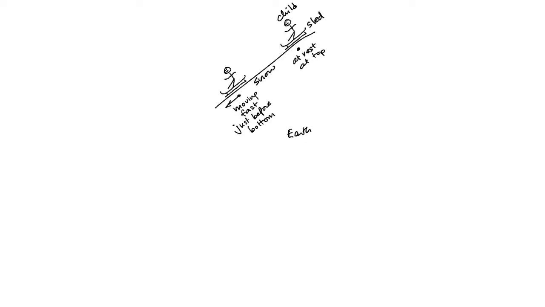All right, this is a quick video to explain how you can represent energy in a system using an energy transfer diagram. So we're going with the child sledding down the hill example. You always want to start with a sketch. So sketch first.